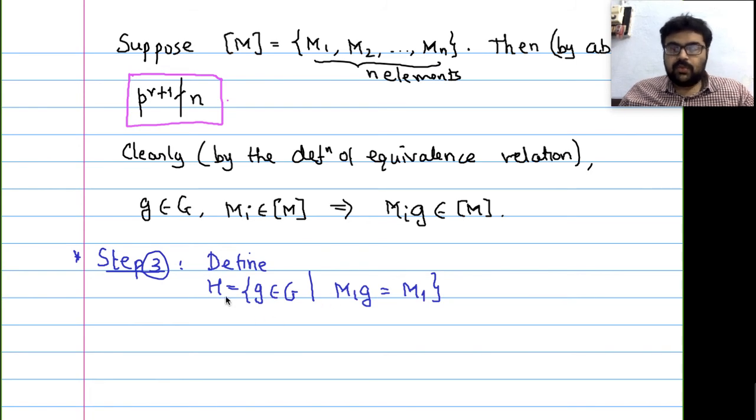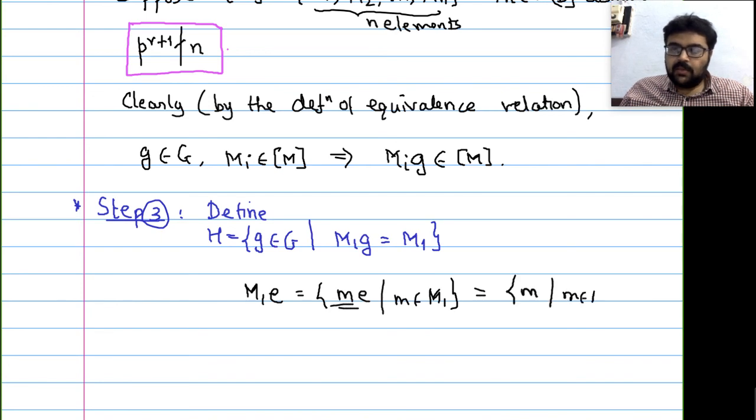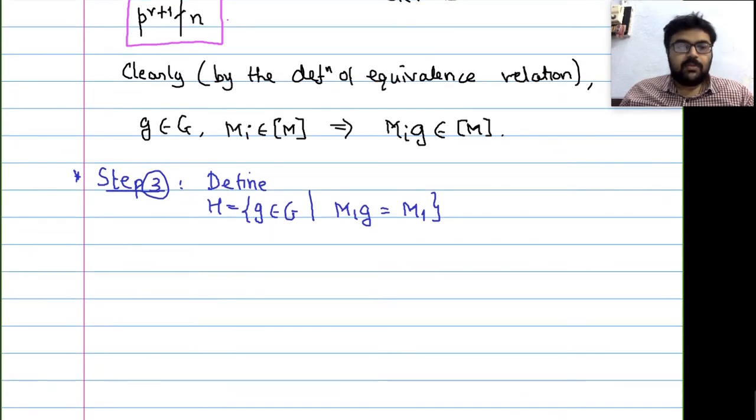Which element belongs to this? G is a group. Identity belongs to this. And what is m1 times identity? So m1e. What will be m1e? This will be like me, such that m belongs to m1, because they are all elements of the group. So which is nothing but m1. So m1e equals m1. So there is at least one element. So H is non-empty. And now we have to show that, so the claim is: show that H is a subgroup of G.